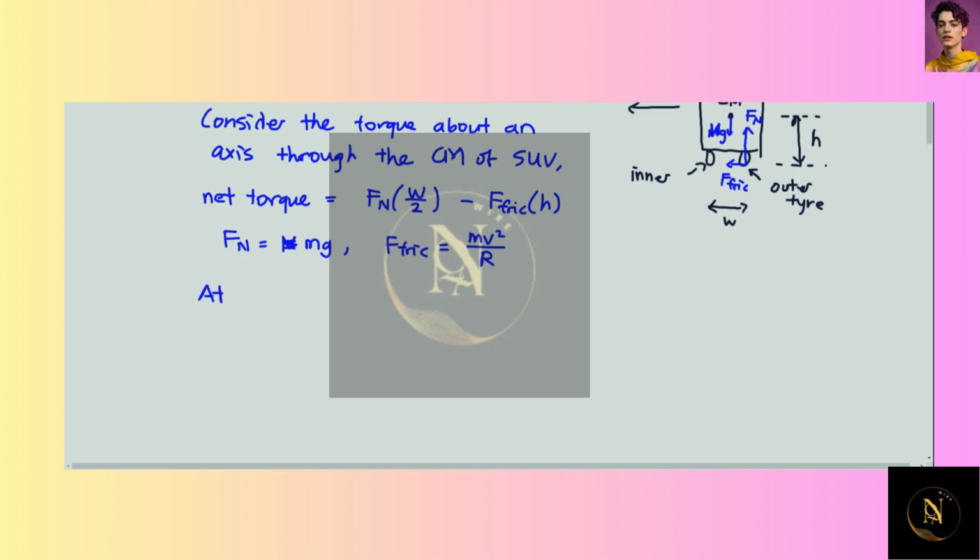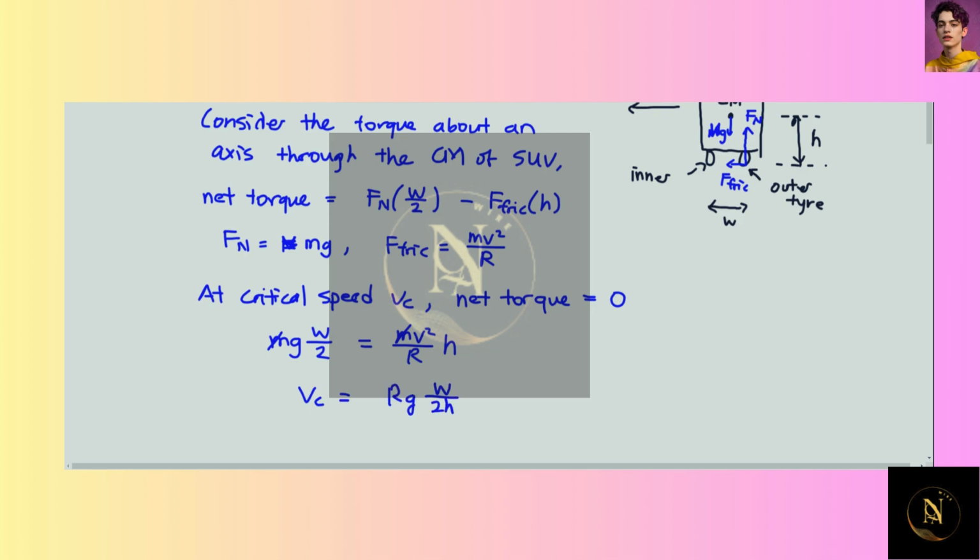And then at critical speed Vc, we have net torque equals 0. So mg W over 2 is equal to mv squared over r times h. Cancel the m and rearrange the equation, and you have Vc equals the square root of r g times W over 2h. Shown.